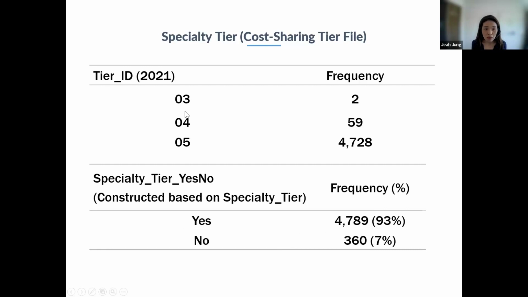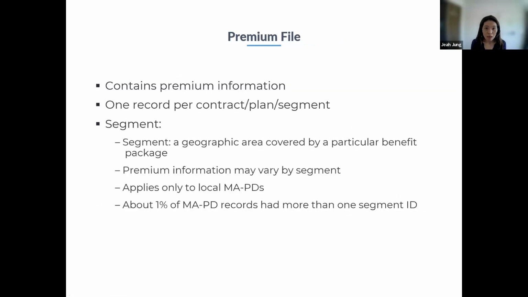What tiers they use for the specialty tier, you can find that information in cost sharing tier 5. So that's the cost sharing tier file. Then there is another separate file called the premium file, and this premium file includes premium information, of course. Here, what is the unit of record? Unit of record is a contract plan segment. Oh, what is a segment?